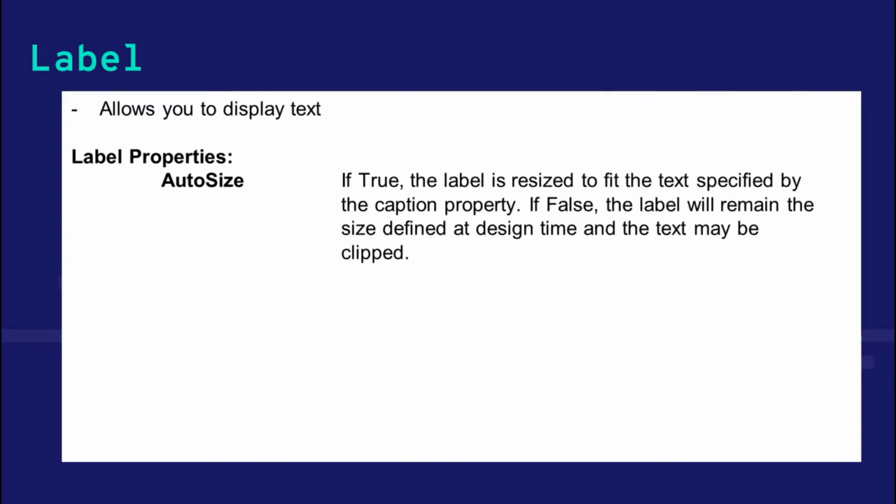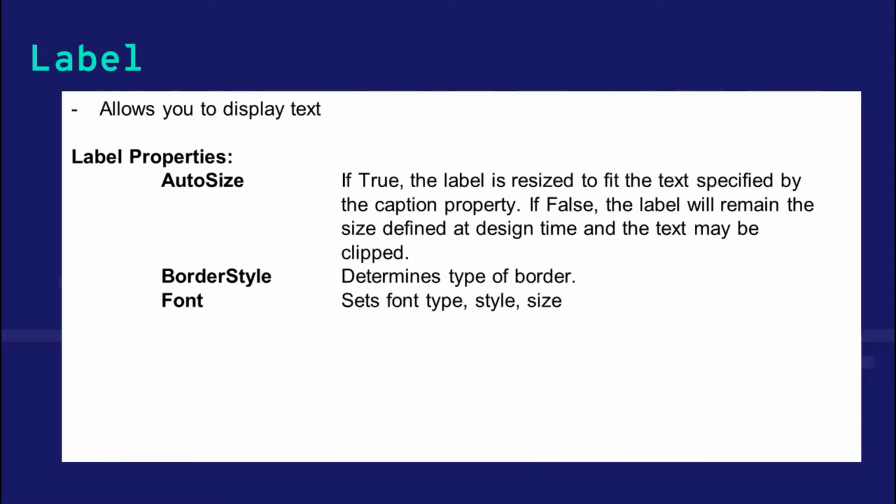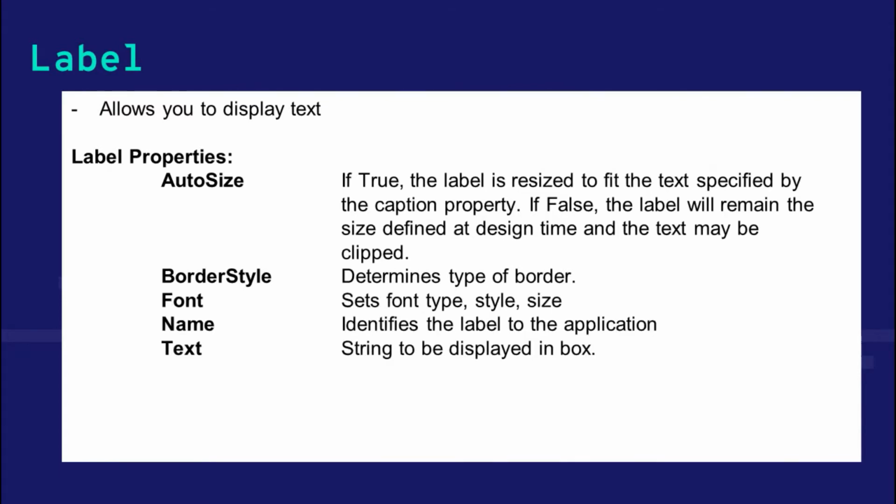The first control that we have is the label. Label allows you to display text. And these are some of the properties na commonly ini-edit kay label. First, we have the auto size. If the value is true, the label is resizable. If the value is false, the label remains the size defined at the design. Mamaya makikita natin kung paano gumagana yung auto size. We also have the border style, the font, the name, and the text.